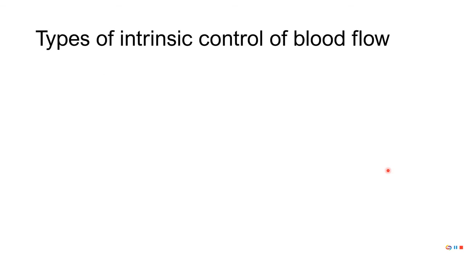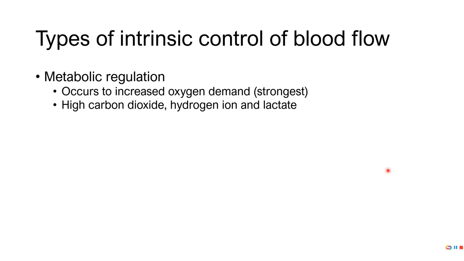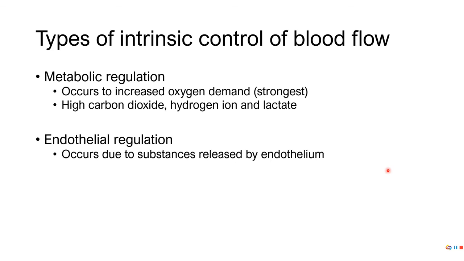Okay, and this can happen a couple of different ways. We can have metabolic regulation, which is what I just talked about. So if I need more oxygen or I've got a high level of CO2, hydrogen ion, or lactate, that causes dilation. There can also be endothelial regulation. This occurs due to things that are released in the endothelium.